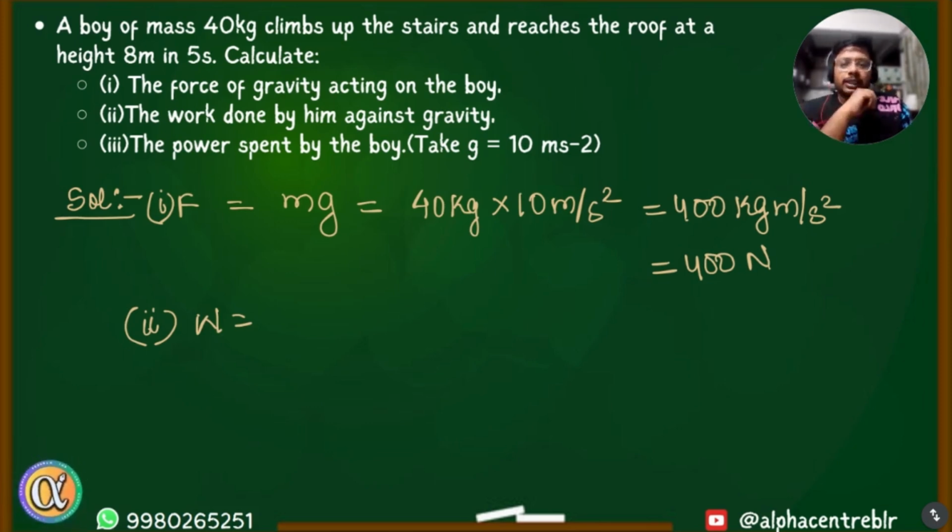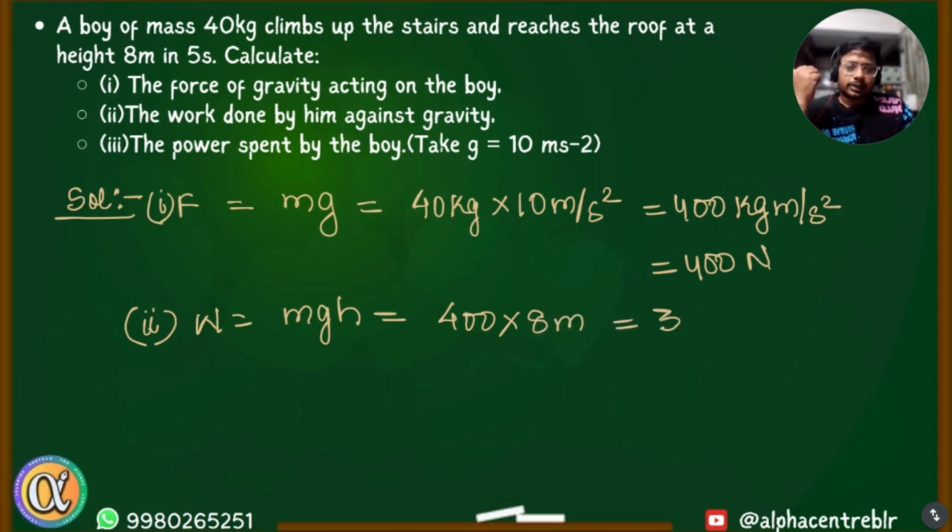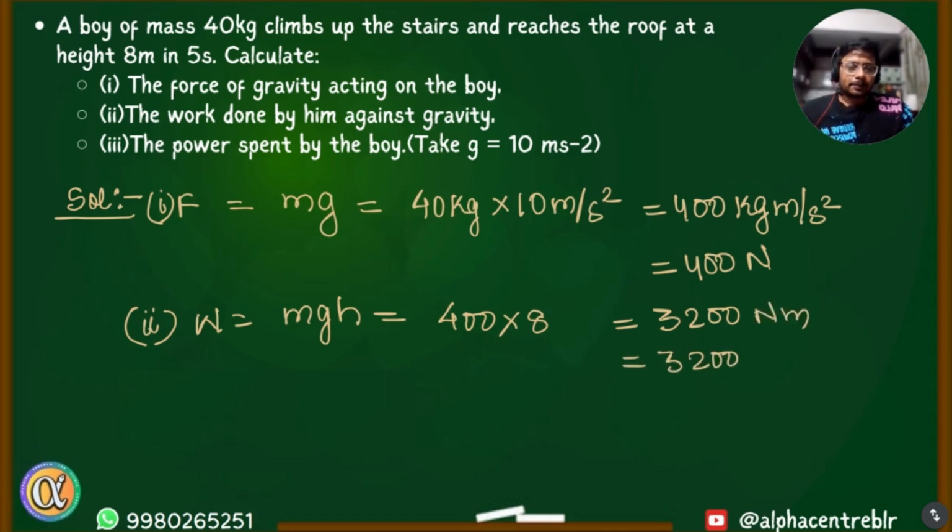Second part, work done by him against gravity. Here we can use force multiplied with displacement, or mgh. Mg we just calculated, that is 400, right? So directly you can multiply with h. So it is 400 into 8 meters. So that is 3200 Newton meter, or 3200 joules.